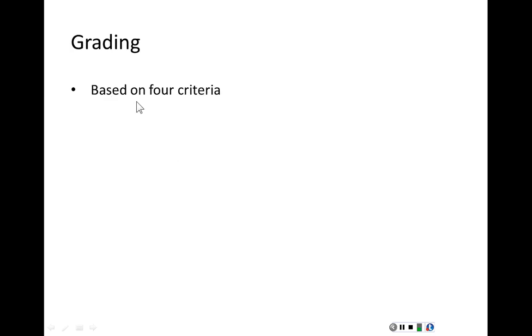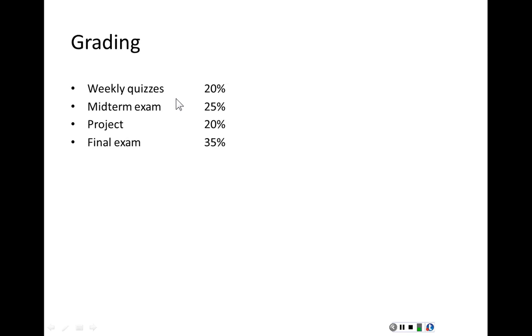Grading. Your grade is based on 4 criteria. The weekly quizzes altogether are 20%, so each quiz is worth a little less than 2% of your entire grade. The midterm exam, which is taken online, is 25% of the grade. The project is 20% of the grade, and the project is based on the hands-on exercises. If you've done the hands-on exercises, you've done the project. The project is really just to do every hands-on exercise and to do a print screen of the exercise and submit those print screens as a single file. I'll talk about the project more later.